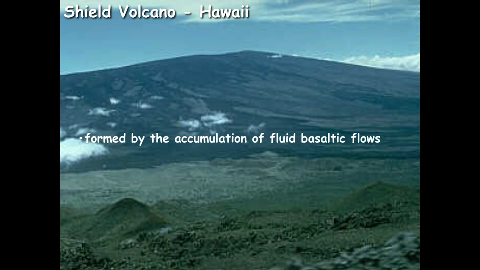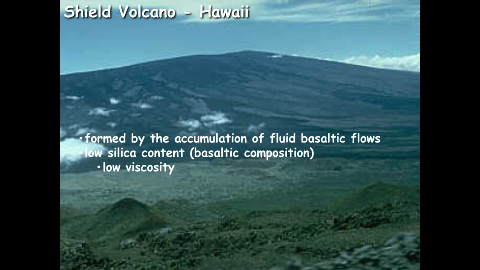And notice we say fluid basalt flows. These fluid basalt flows are low silica content. They're basaltic composition, meaning that they're very high in iron and magnesium, again, low silica. And because of the low silica content, we learned from part one of the volcano lecture that the low silica shows a low viscosity, which basically represents less than 1% pyroclastic debris.